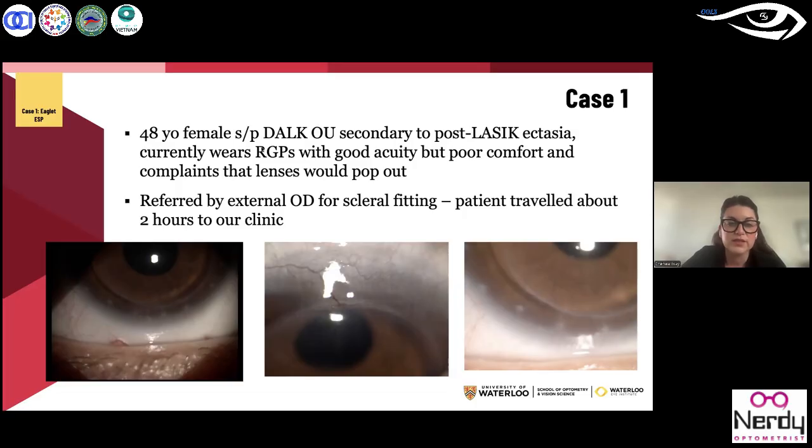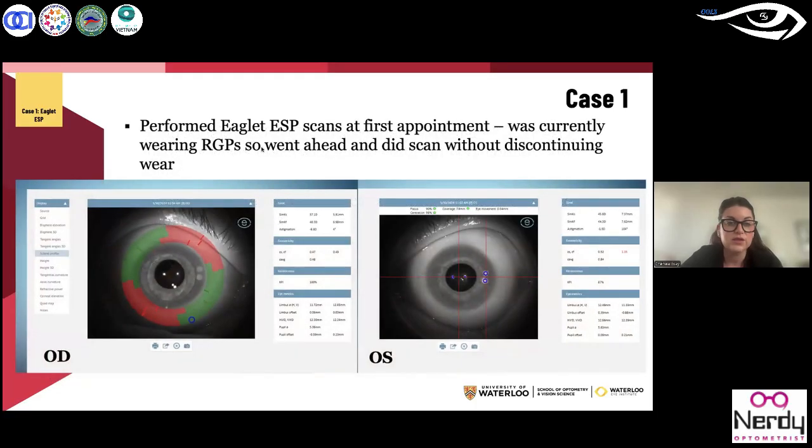Kind of some initial presenting photos of the eye there. But we wanted to be as efficient as possible for this. So we went ahead and did eaglet scans at the first visit. The patient was currently wearing RGPs, which may affect the corneal data a little bit, but we went ahead and did the scan because she wasn't wearing soft lenses or sclerals that were landing on her sclera. So we thought we could get fairly decent data at that first visit.